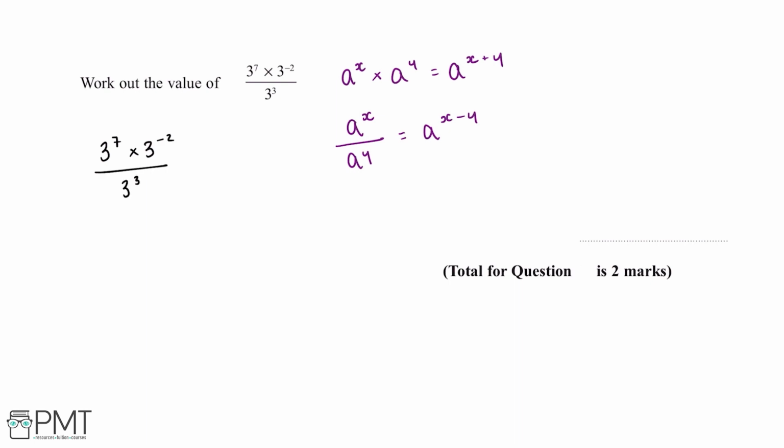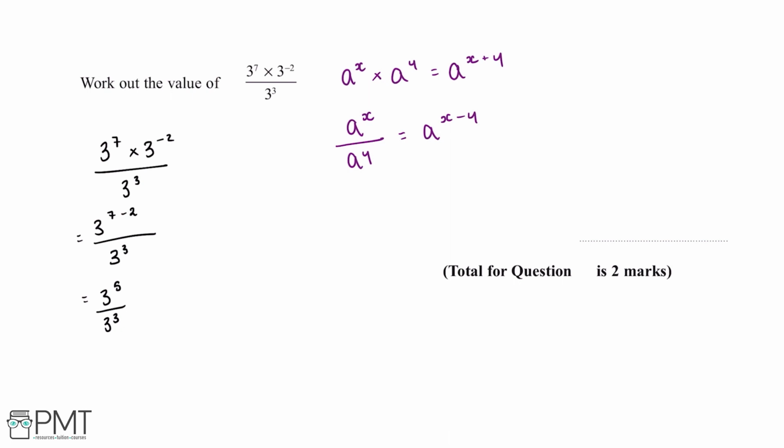So we can start off by simplifying down the numerator of this fraction. So 3 to the power of 7 multiplied by 3 to the power of -2. If we use our rules of indices, then this means it will be equal to 3 to the power of 7 minus 2. And then this is all divided by 3 to the power of 3. And 7 minus 2 is 5. So this is equal to 3 to the power of 5 divided by 3 to the power of 3.